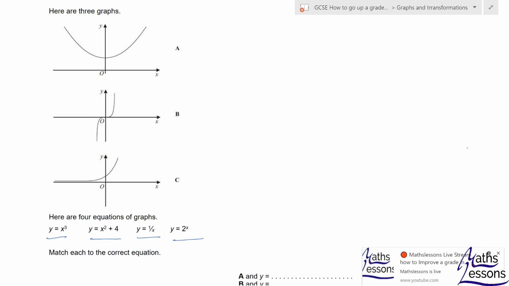Right, here we go. Let's have a look at these ones. Sorry about the delay. I've hopefully got a better connection.